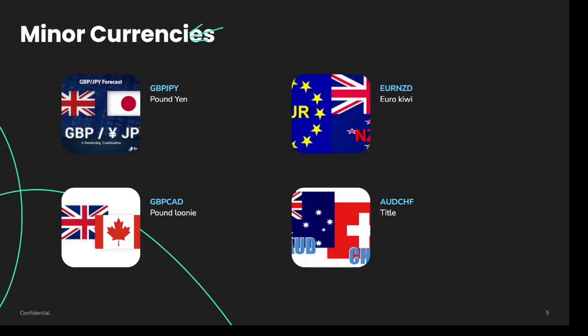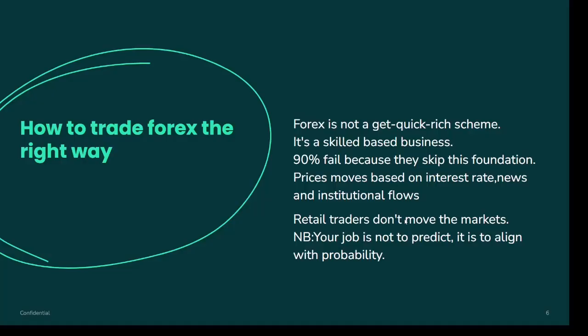Alright, so with the minor currency pairs, we have the GBP/JPY, which is the pound yen, and then we have the EUR/NZD, EUR/CAD, then we have the GBP/CAD, and then we have AUD/CHF. So we'll move on to the next slide, which is how to trade Forex the right way.